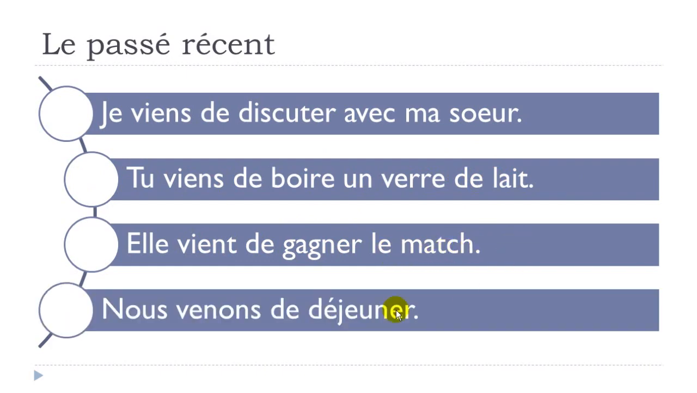And the last one. Nous venons de déjeuner. Okay? Déjeuner here. When you have your lunch, okay? Nous venons de déjeuner. All right? So, je viens de discuter avec ma sœur. Tu viens de boire un verre de lait. Elle vient de gagner le match. Nous venons de déjeuner. All right?